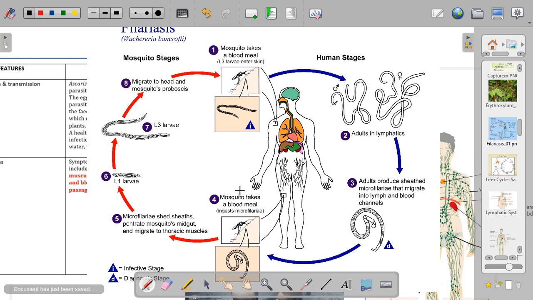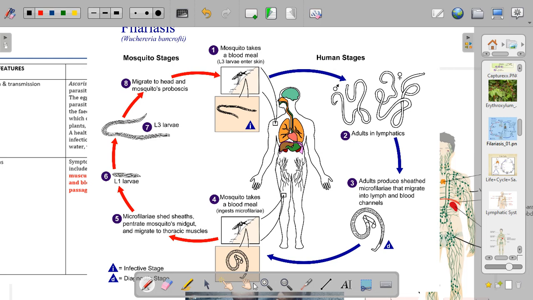So you may ask me a question: why is it not infecting the mosquito? Because the mosquito has less bodily organization. They don't even have a lymphatic system so that they can swell, but humans do. Let's move to the next disease.